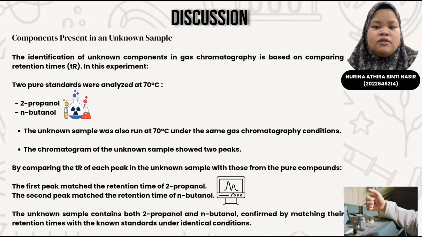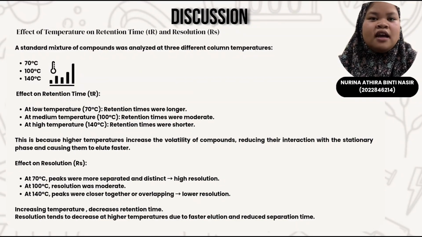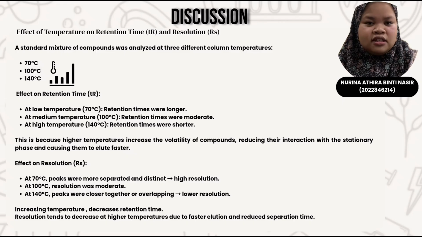Next, we ran the unknown sample using the gas chromatography settings. The chromatogram showed two major peaks. To identify the components, we compared the retention times of these peaks with those from the pure standards. The first peak in the unknown sample matched the retention time of 2-propanol, while the second peak matched that of N-butanol. Since both peaks had retention times identical to those of the known compounds, we confirm that the unknown sample contains both 2-propanol and N-butanol.